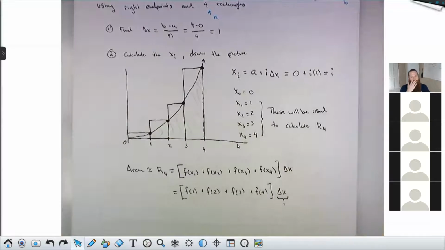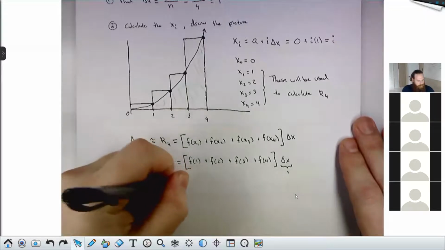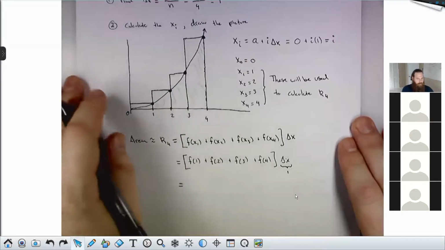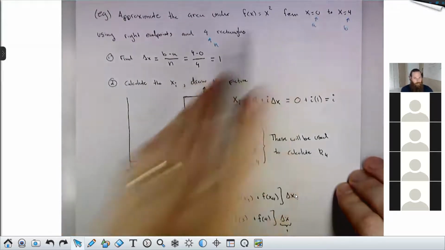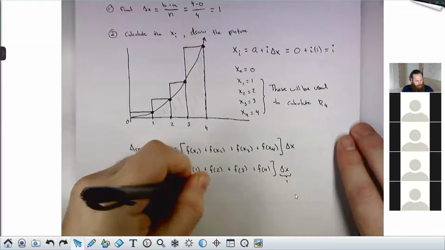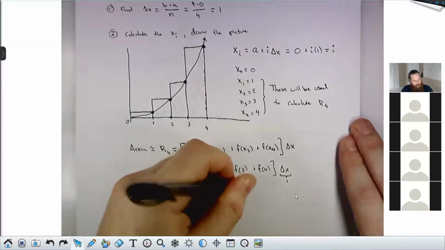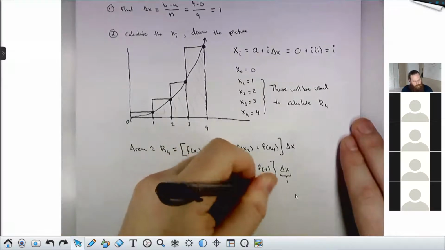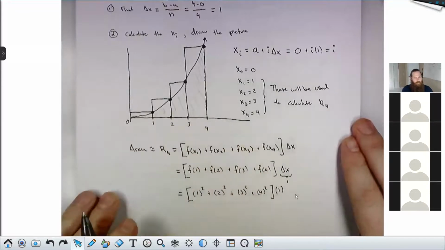So I'm going to stop writing the delta x in the next line because I know that it's 1. There's no reason, multiplying by 1 is not doing anything. And now what is f of 1? Well, what is f of x? f of x is x squared. So f of 1 is 1 squared. f of 2 is 2 squared. f of 3 is 3 squared. And f of 4 is 4 squared. And this is all being multiplied by 1 because delta x is 1.